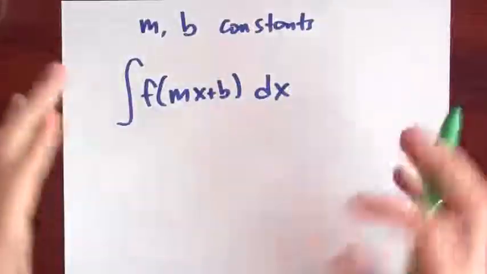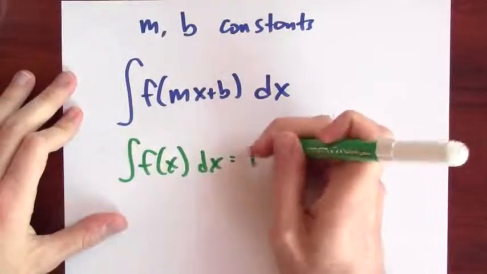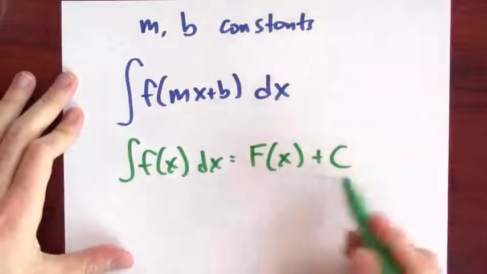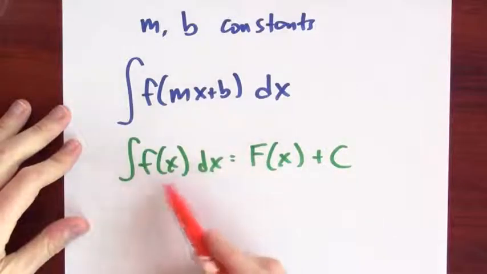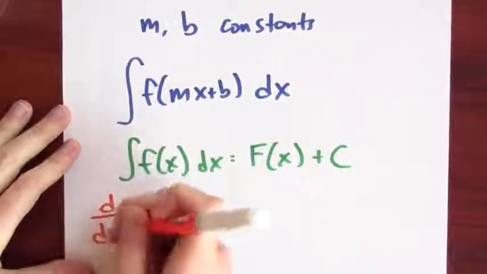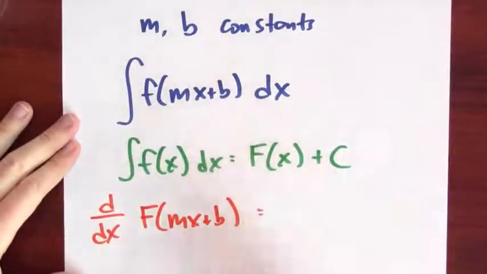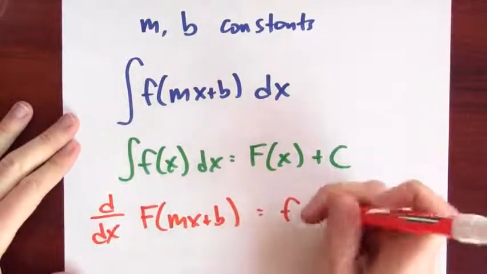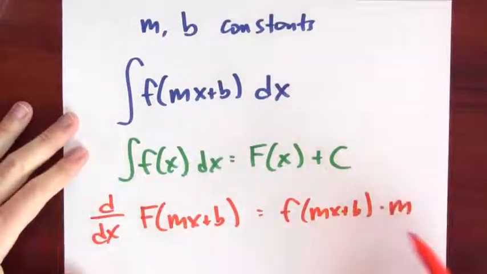Let's suppose that you already have an antiderivative for little f. Let's suppose that I know how to antidifferentiate just f, and let's call that big F. Right? So the derivative of big F is little f. Now, how do I deal with the mx plus b part? Well, basically trying to guess, right? I'm trying to find some function that differentiates to this, and I've got a function that differentiates to just f. So let's see what happens if I differentiate big F of mx plus b by using the chain rule. Well, the derivative of big F is little f, evaluated at the inside, times the derivative of the inside, which is just m.